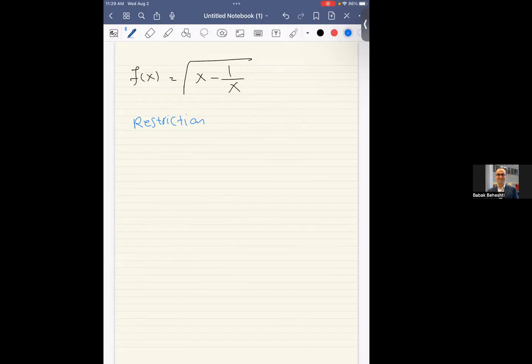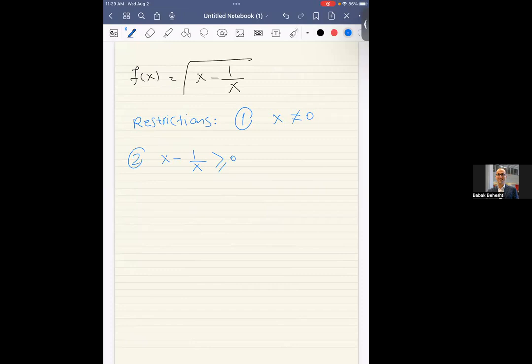No, here you see there is a denominator. X cannot be 0. So the first restriction, there are two restrictions. One is x cannot be 0. There is another restriction, which is about the square root, and that is (x minus 1) over x must be greater than or equal to 0.